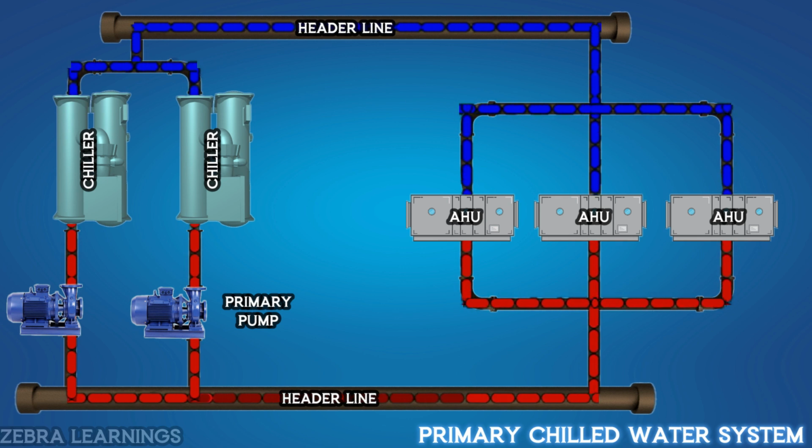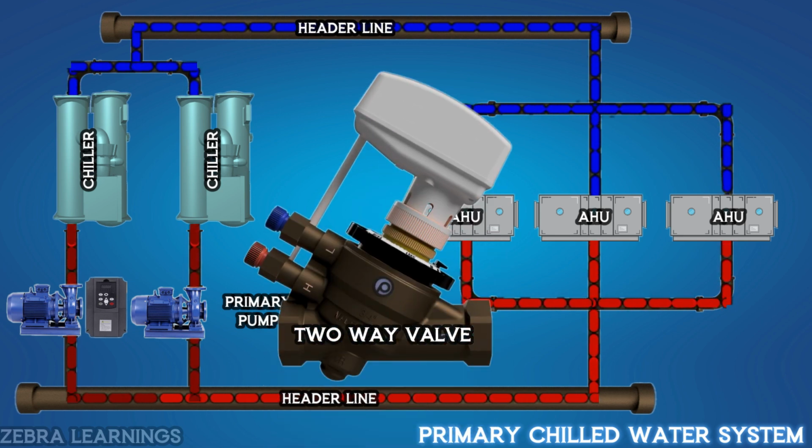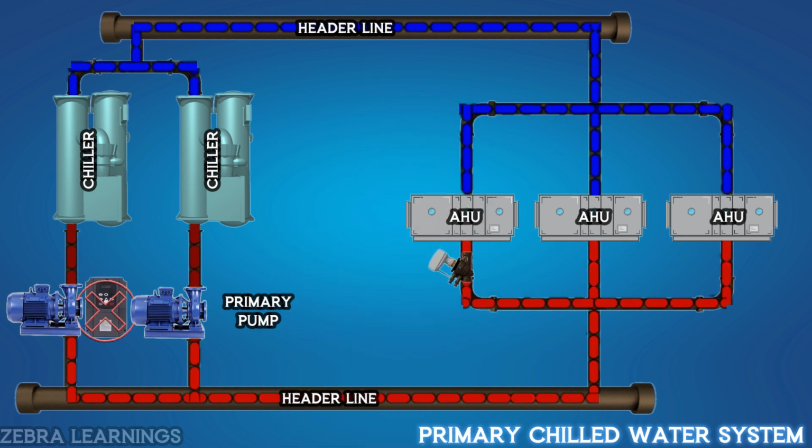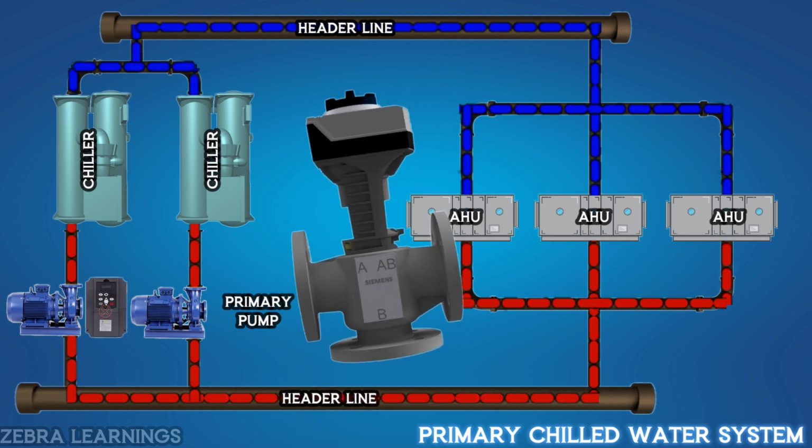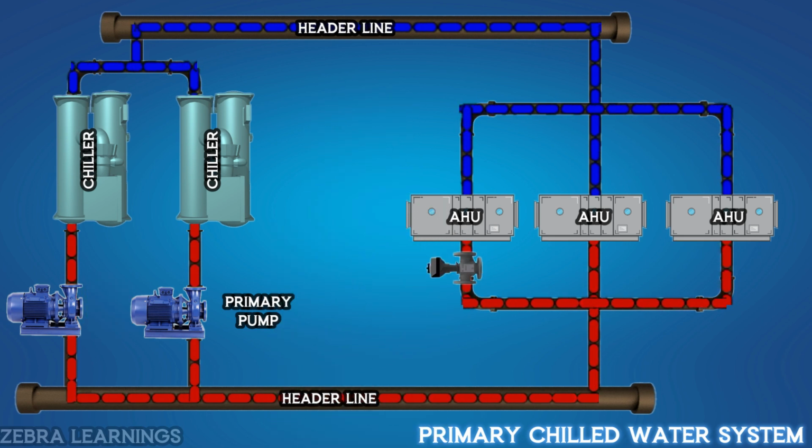In this system, if we use a VFD on the primary pump, we will use a two-way valve at the AHU. If we do not use a VFD, we will use a three-way valve at the AHU. This is the working principle of a primary chilled water system.